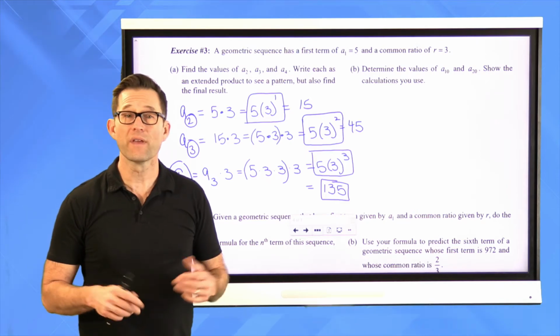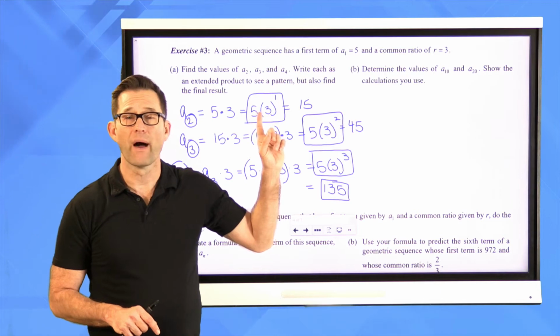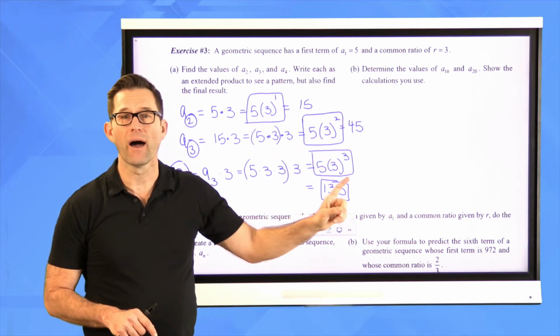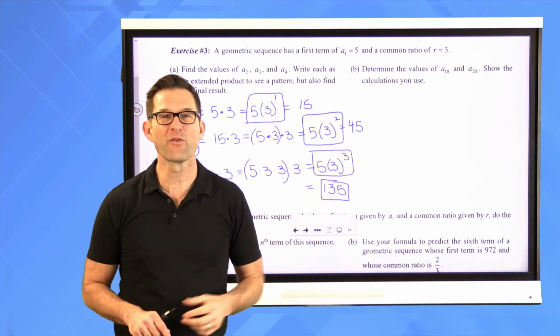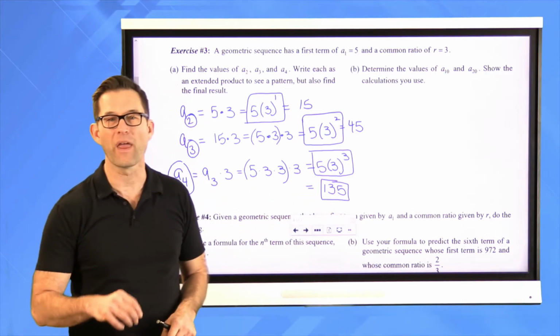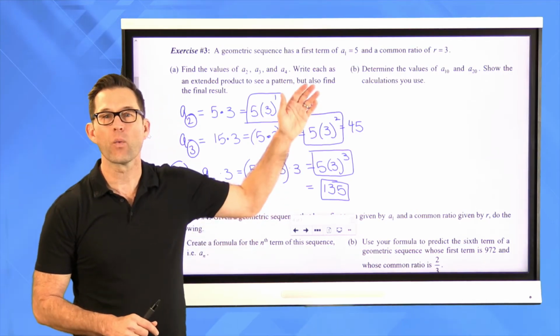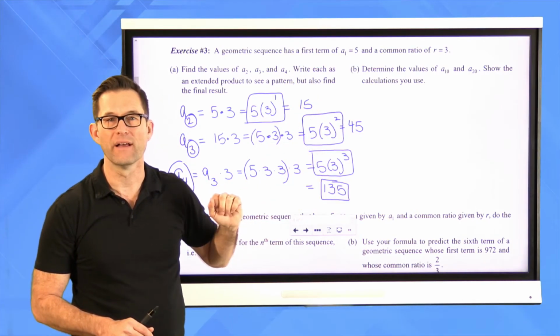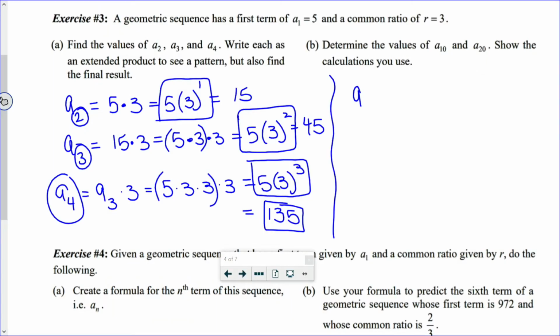All right, well, the key is, and we talked about this in the last lesson, we're always going to be multiplying one less time than the term that we're looking for. That should sound familiar with arithmetic sequences, right? We added one less time. Here we're multiplying one less time. So, in other words, A10 will be equal to that 5, and we'll multiply by 3, but only 9 times.